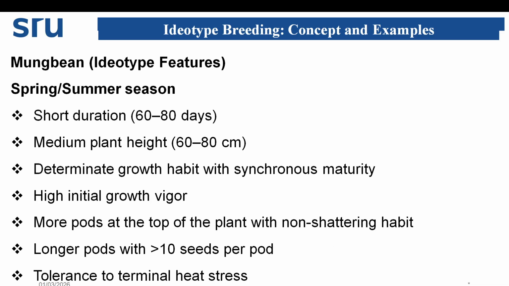Then next crop, that is mung bean, summer or spring season. Crop duration should be short, that is 60 to 80 days. Medium plant height 60 to 80 centimeter. Determinate growth habit with synchronous maturity. High initial growth vigor. More pods at the top of the plant with non-shattering habit. Longer pods with more than 10 seeds per pod. Tolerance to terminal heat stress. These are the characters for spring and summer season.